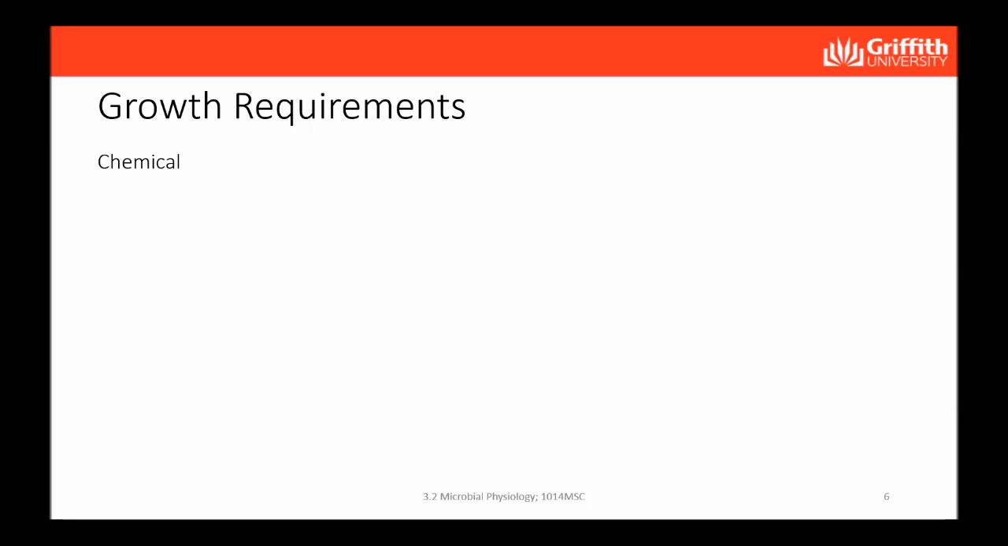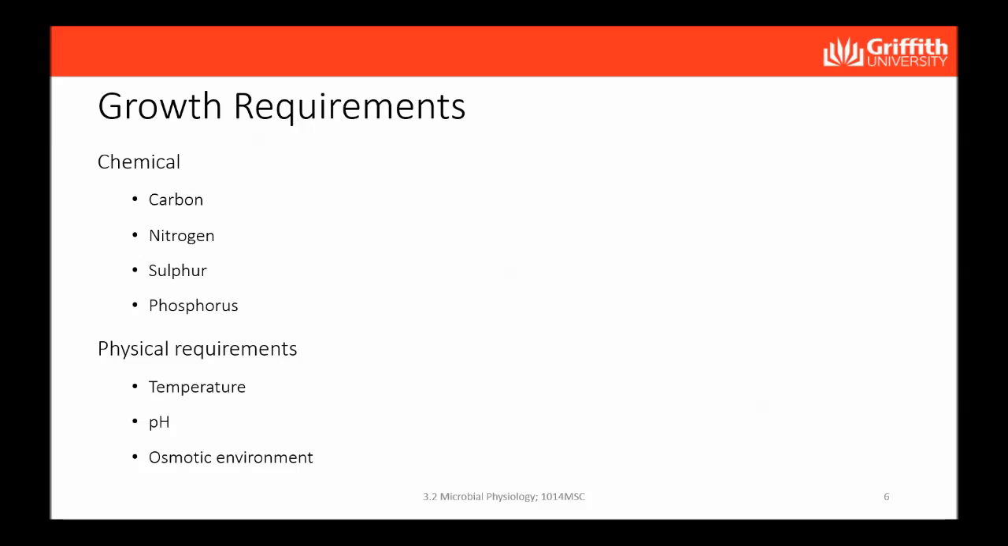For microorganisms to grow, a set of conditions, both chemical and physical, must be met. The chemical elements that are necessary for growth are carbon, nitrogen, sulfur, and phosphorus. These compounds play an important role in the synthesis of DNA, amino acids, carbohydrates, and lipids. Physical growth requirements include temperature, pH, and the osmotic environment.